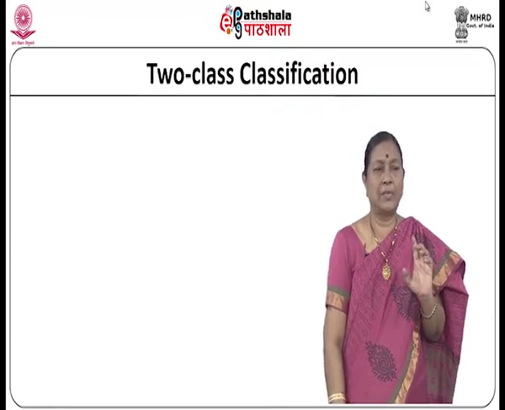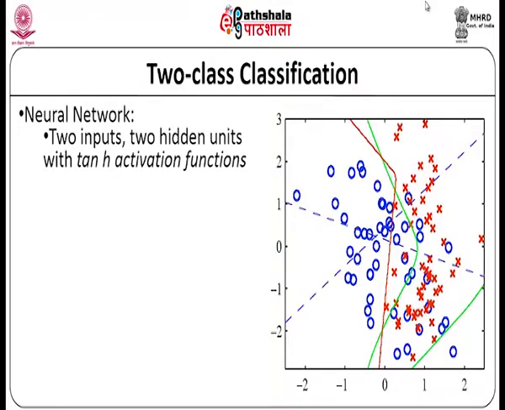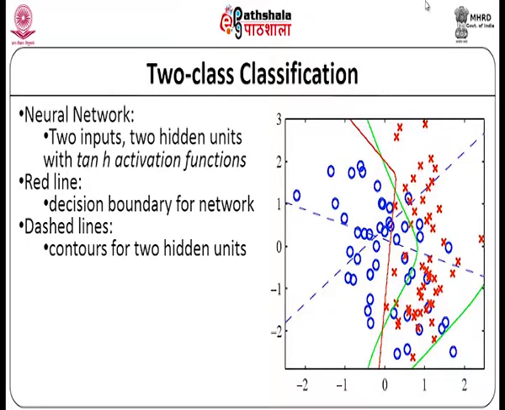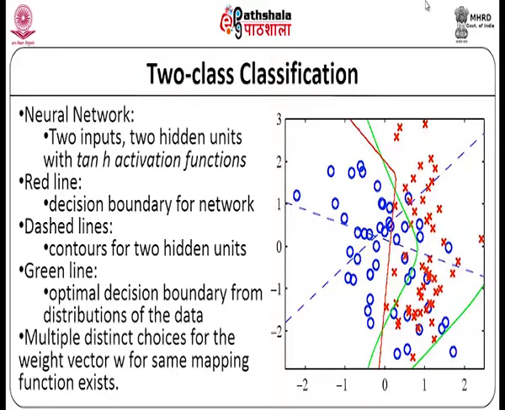Now, let us take a case of 2-class classification. Here you have a neural network with 2 inputs, 2 hidden units, and tanh activation functions. The red line here is the decision boundary for the network. The dashed blue lines are the contours for the 2 hidden units, and the green line is the optimal decision boundary for the distributions of the data. So, multiple decision choices for the vector w for the same mapping function exist.